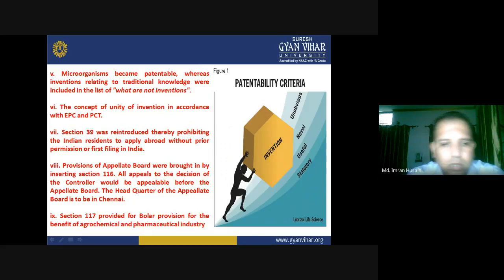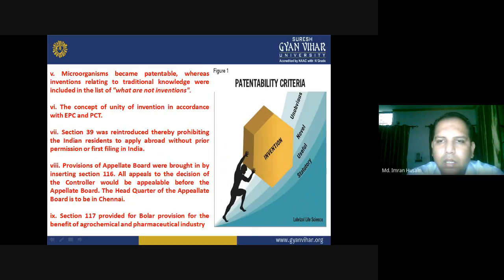Section 117 provided for border provisions for the benefit of the agrochemical and pharmaceutical industry. Right. So Section 117 provided for border provisions for the benefit of agrochemical and pharmaceutical industry. So they also made significant changes when it came to the factors involving pharmaceuticals and agrochemical industries.